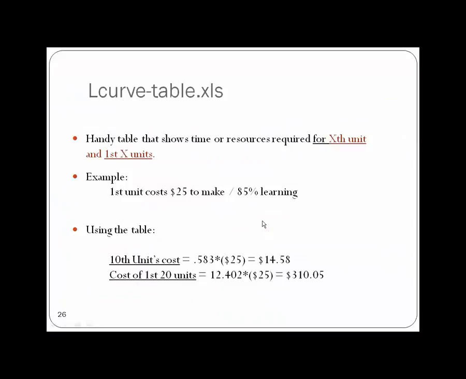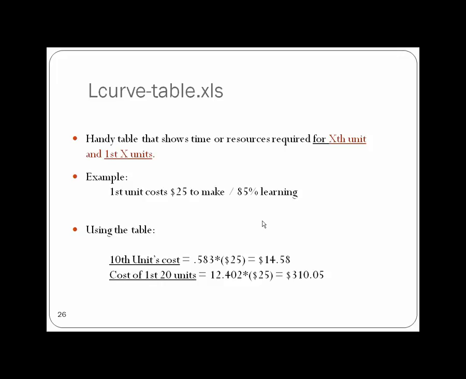Okay, so let's go back to the PowerPoint for a second. Let's suppose we have a situation where the first unit costs us $25 to make, and we think there's going to be an 85% learning effect on the cost. Now let me put a big asterisk there.